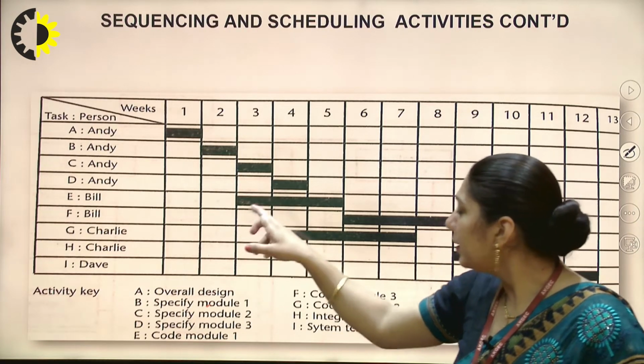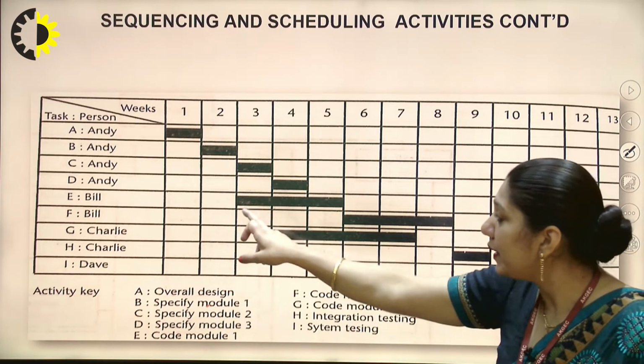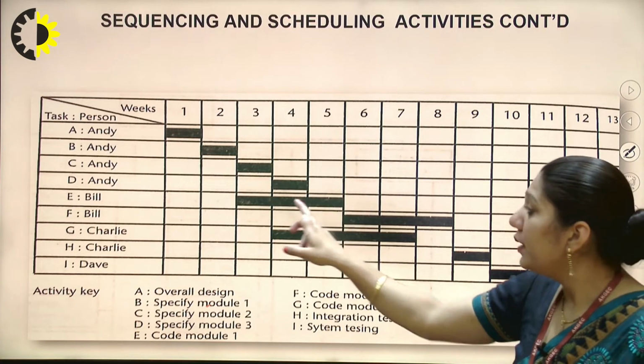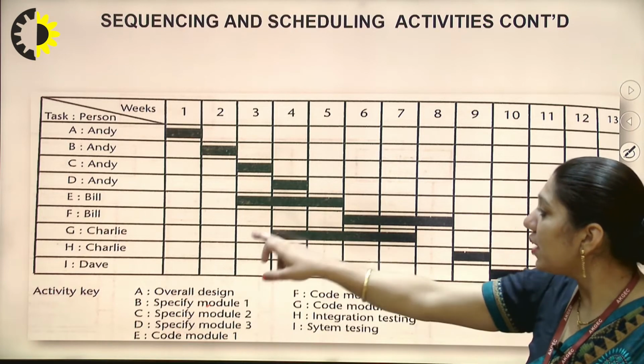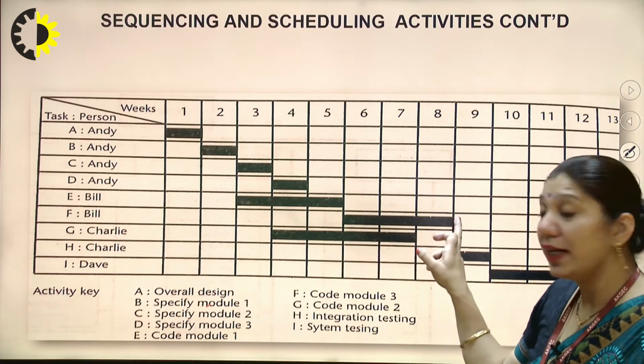Okay. Similarly, in this bar chart, Bill is working on code module 1, and he will complete this work from the third week till the 5th week, isn't it? Similarly, Bill has the F module, code module 3. He will start this work from the 6th week, and it will move on to the 8th week.